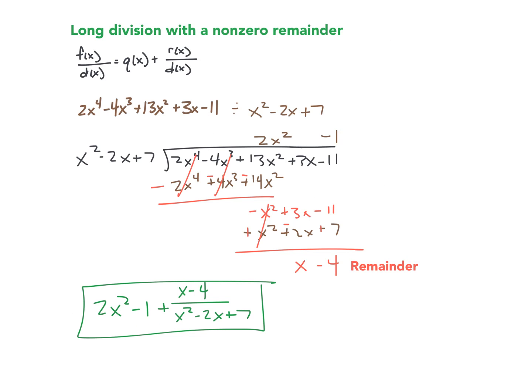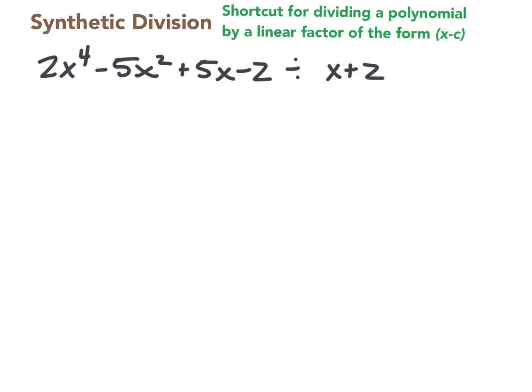And I should note earlier that I forgot to call this thing a divisor, and that's why you get d of x. Okay. All right, synthetic division. This is a shortcut for dividing a polynomial by a linear factor of the form x minus c. And hopefully we remember the setup.